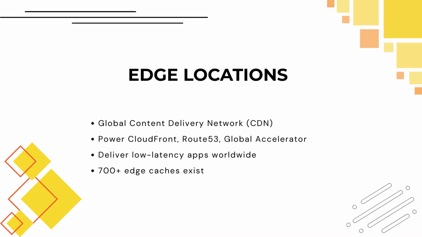Now let's talk about edge locations. While regions and AZs are great for running applications, edge locations bring AWS services closer to the end users. These are data centers spread across hundreds of cities worldwide that cache content and reduce latency. They are mainly used by services like CloudFront, Route 53, and Global Accelerator. For example, if you're streaming a video from India but the original server is in the US, AWS will deliver that video from the nearest edge location in India instead of pulling it all the way from America. This makes your apps and websites feel fast no matter where your users are located.